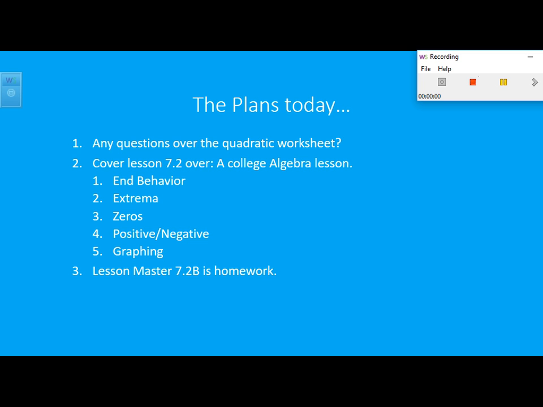It should be review from your Algebra 2 days. What this section does, there's a lot in here, but a lot of it should be review. We talk about the end behavior of a graph. What we mean by that is what's the right side and the left side of your graph doing. We really don't care about the middle sections.